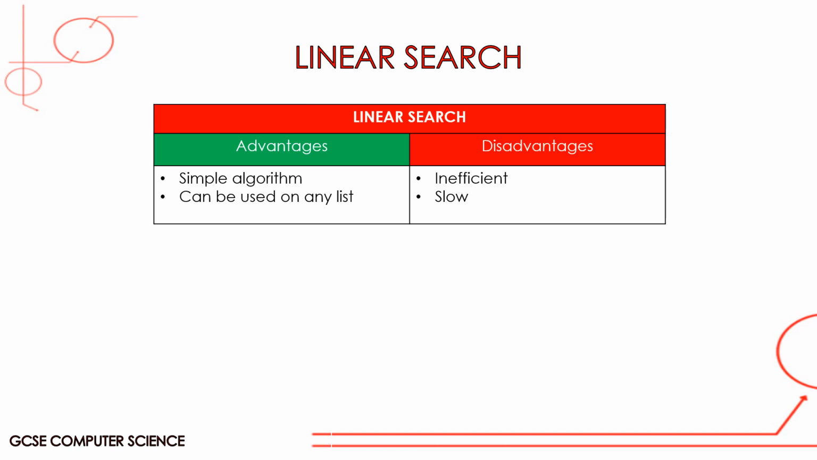Linear search has some advantages and disadvantages. The advantages are that it's a simple algorithm and it can be used on any list that doesn't need to be in order. The disadvantages are it's inefficient, especially for large lists, and it's very slow, especially for large lists.